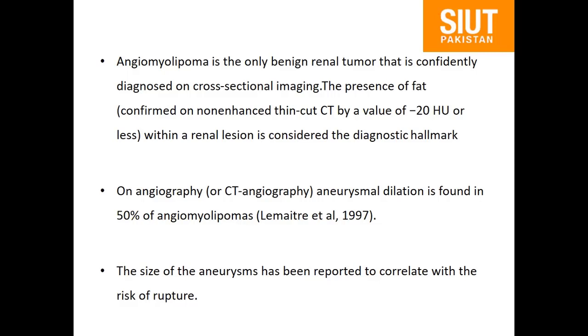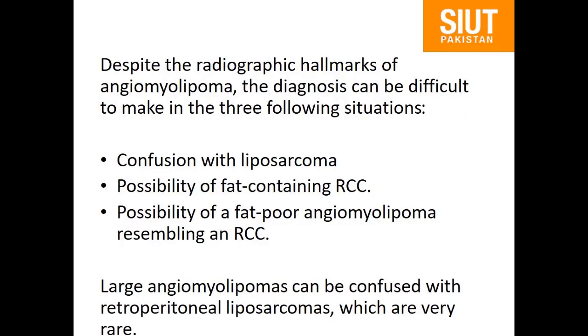Or if the Hounsfield unit is -20, we can consider it as a diagnostic hallmark. On angiography, aneurysmal dilatation is found in 50% of the angiomyolipoma, but again, this is non-specific. The size of the aneurysm has been reported to correlate with the risk of the rupture. So despite the radiographic hallmarks of angiomyolipoma, the diagnosis can be difficult to make in three scenarios.